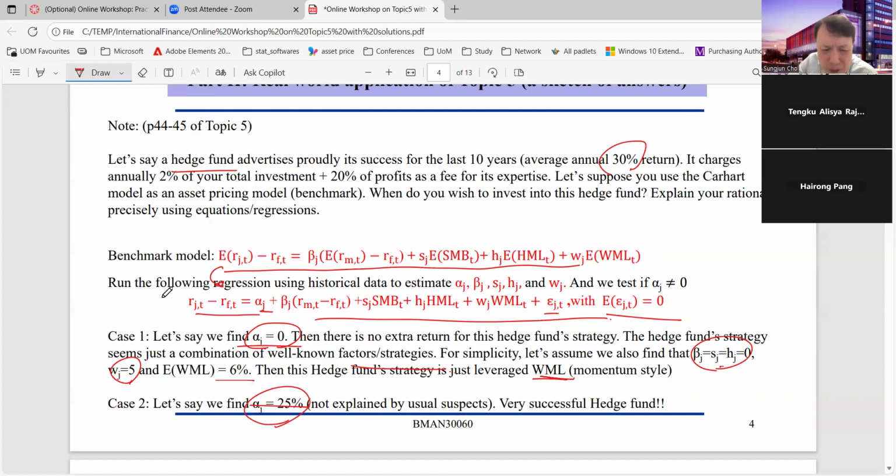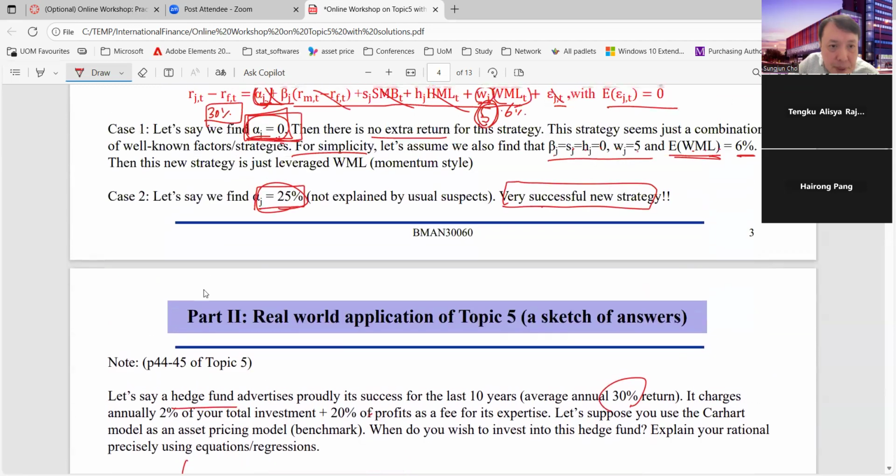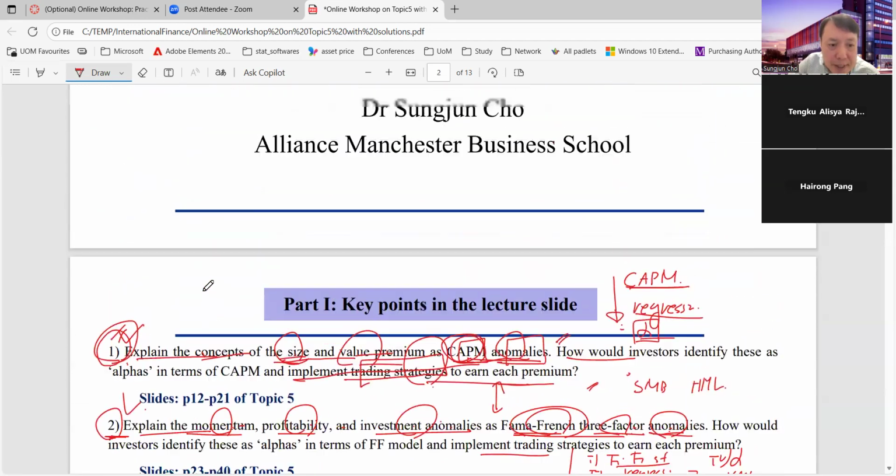So what I'm trying to say here is, when I ask you to explain a new alpha, a new strategy or hedge fund strategy, and we want to know whether what they do is really new, newly developed, we need to always follow this approach to think about that issue and think about the meaning of alpha. Okay. Now this is for the domestic case.